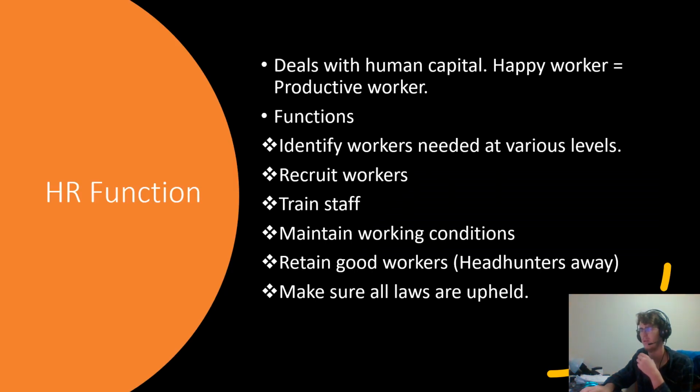HR, as we said, is very important, guys. Human capital is one of the most important because it helps you to train staff, recruit workers, have the right people in place, maintain the laws. There's a lot of good reasons to have a good HR function.